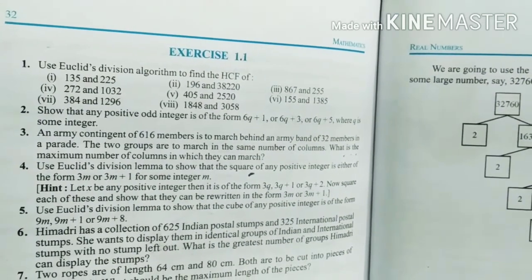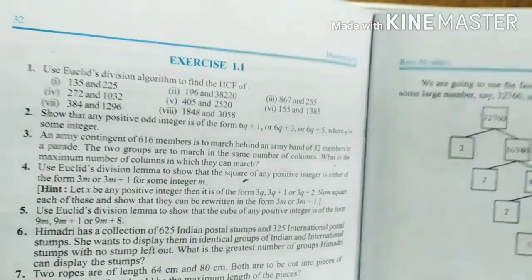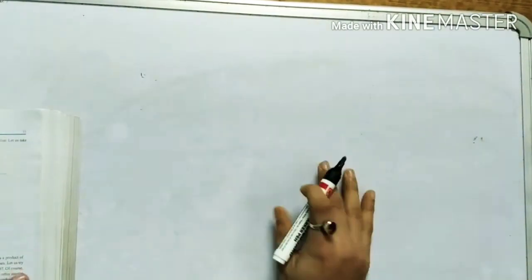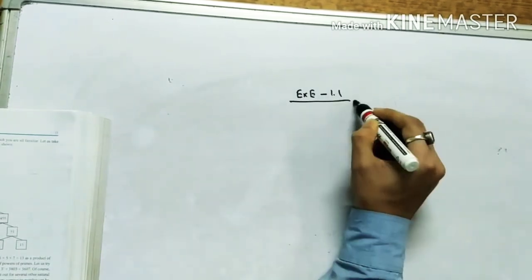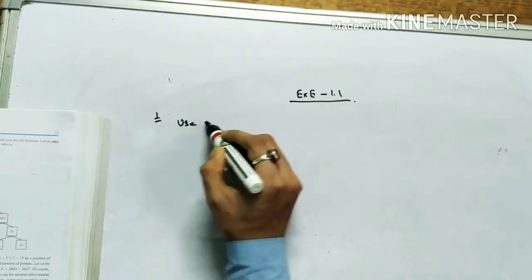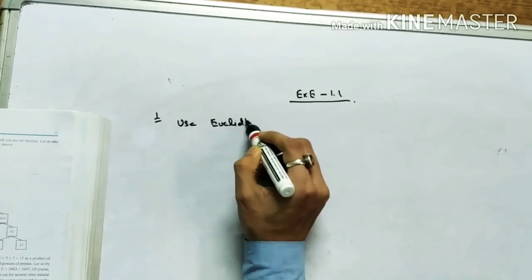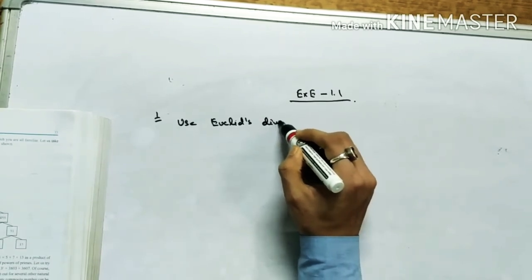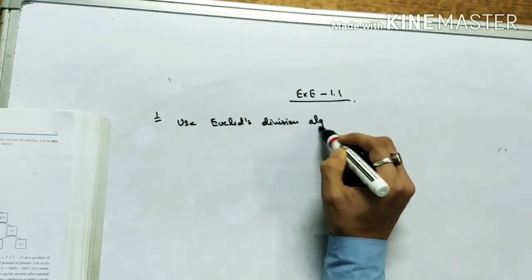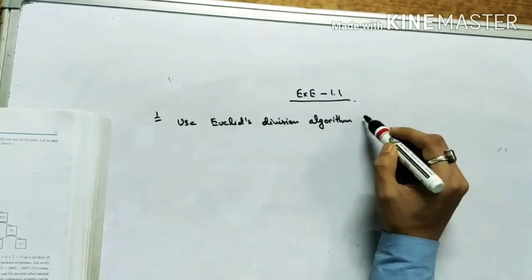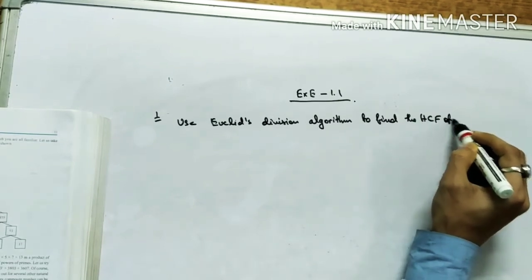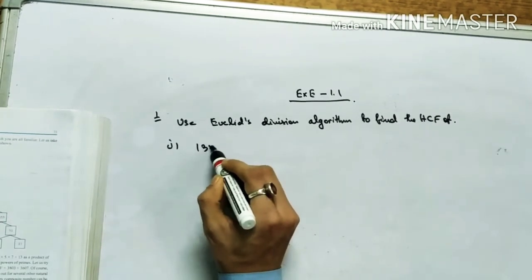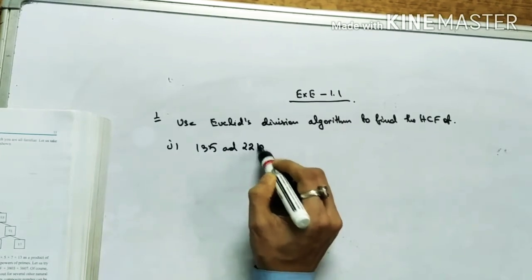Use Euclid's division algorithm to find the HCF of. Okay, so in here you see exercise 1.1. Use Euclid's division algorithm to find the HCF of 135 and 225.